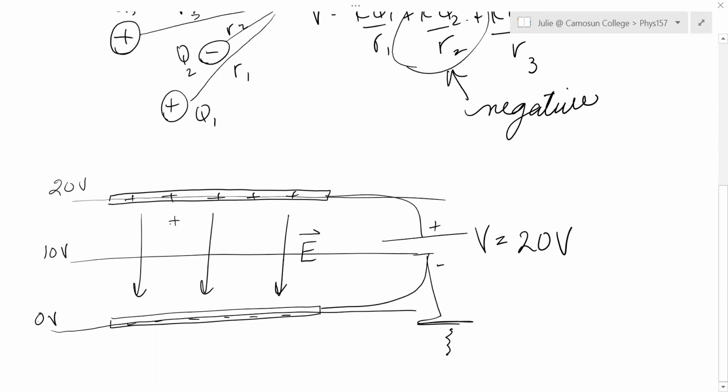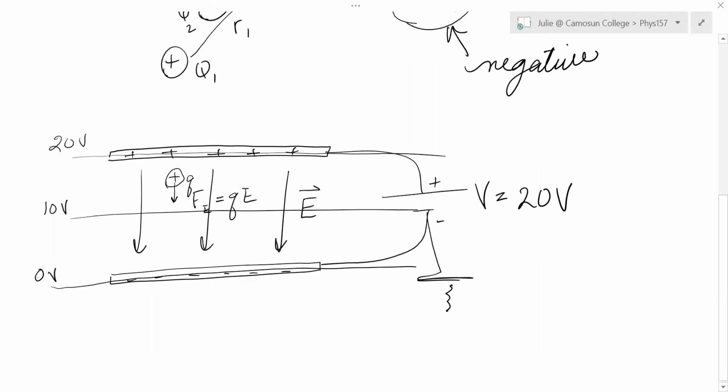So let's think about what happens if you put a little positive charge in here. This little positive charge is going to feel an electric force. And we know what that electric force is. It's QE. And that electric force is going to make this charge accelerate down towards the negative plate. And as it accelerates down, it gains kinetic energy and loses electric potential energy.